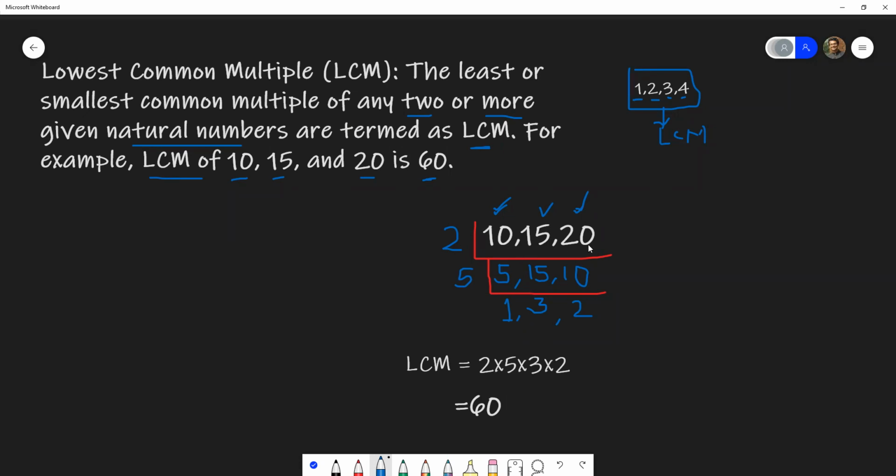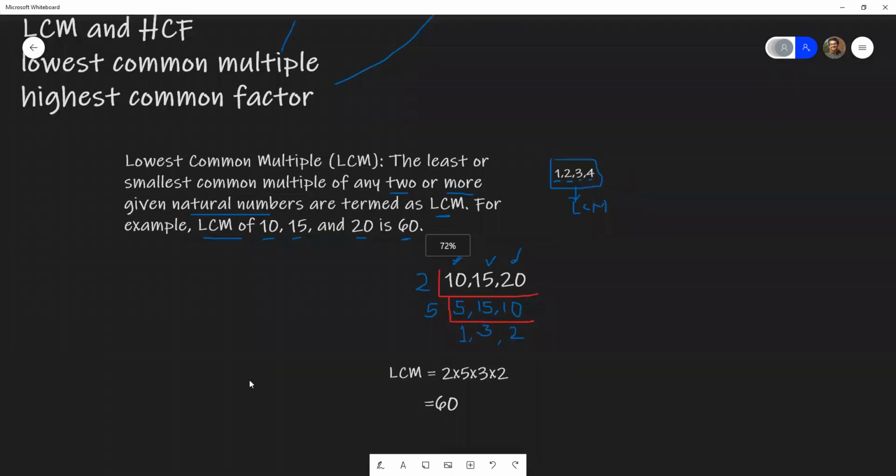These are natural numbers because these are non-zero. Okay, there is no zero. In natural numbers we start from 1. So they are termed as LCM. For example, the LCM of 10, 15, and 20 is 60. We got it correct. Now let's move on to the next one.